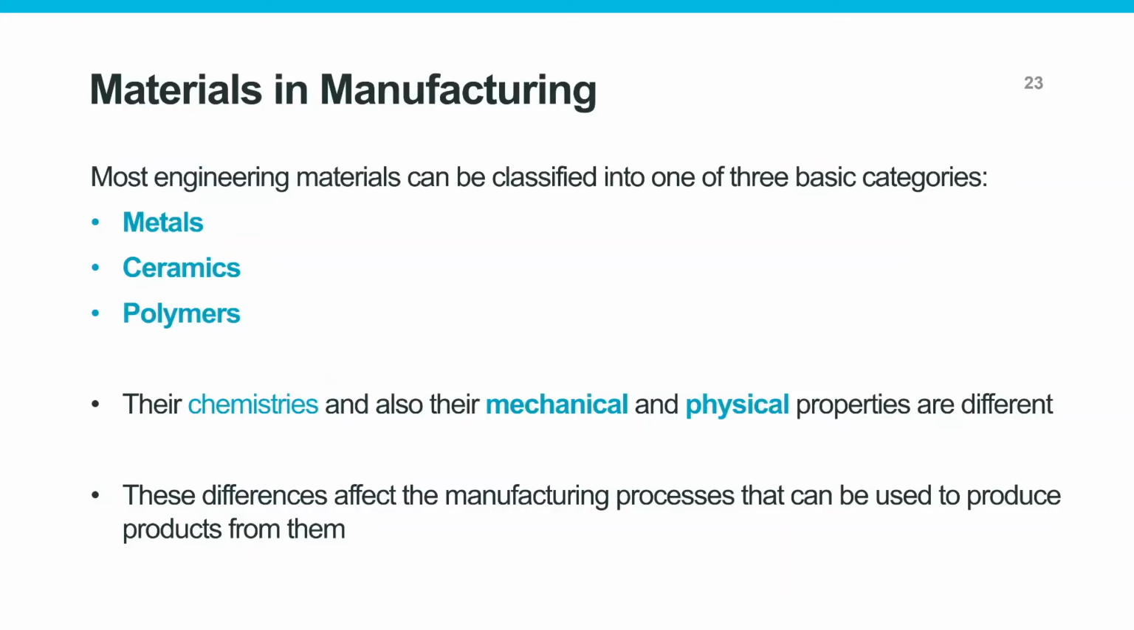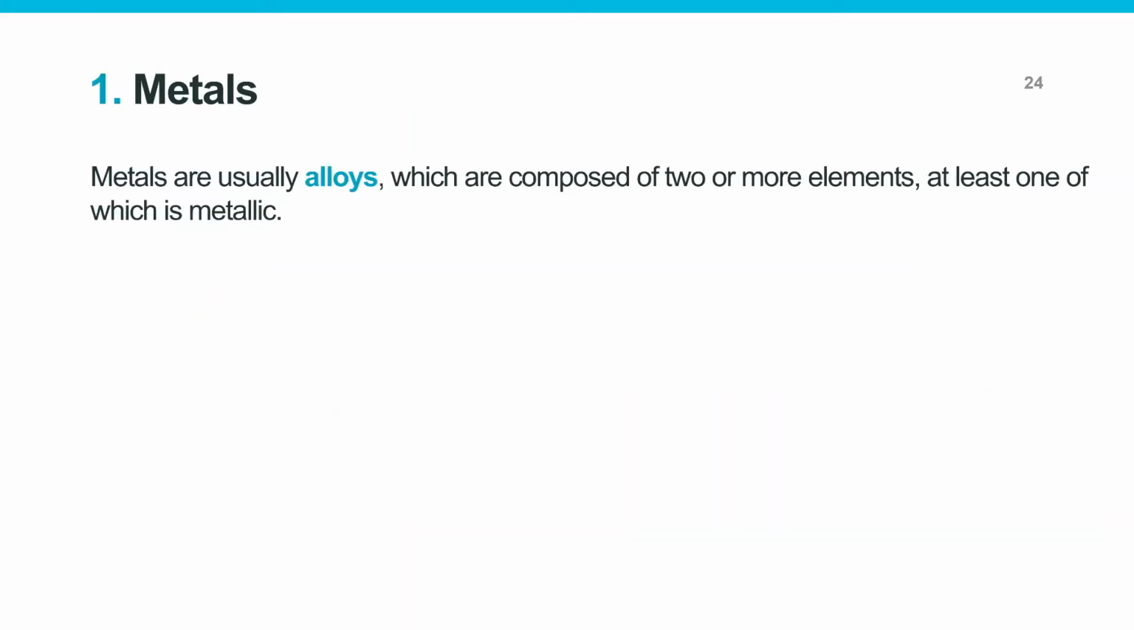Most engineering materials can be classified into one of the three basic categories: metals, ceramics, and polymers. The chemistries and also the mechanical and physical properties of these materials are different. These differences affect the manufacturing processes that can be used to produce products from them.